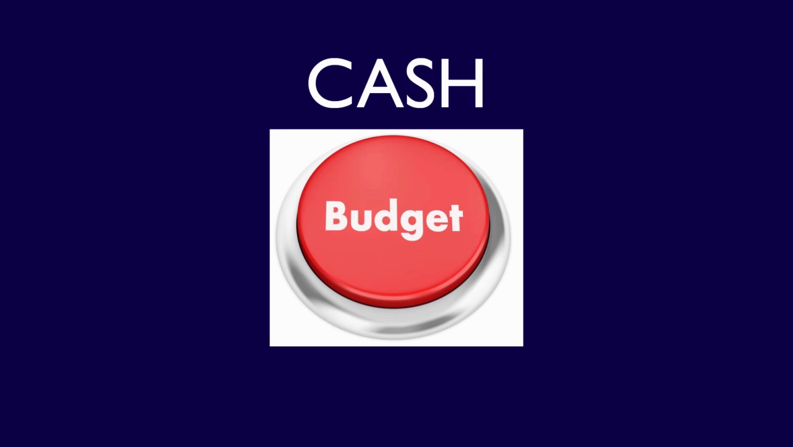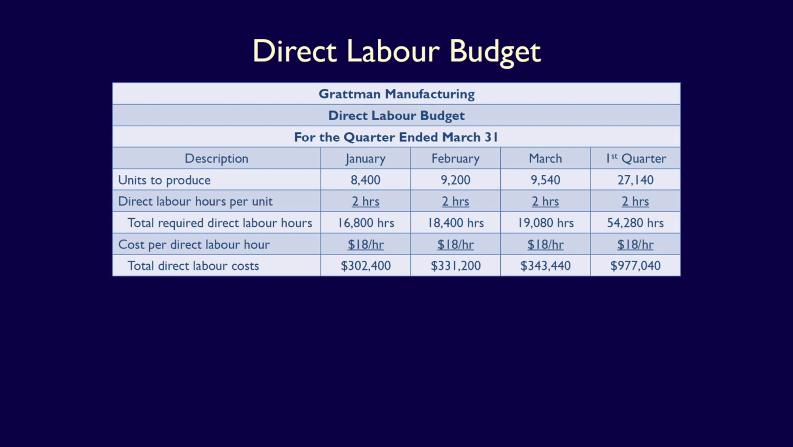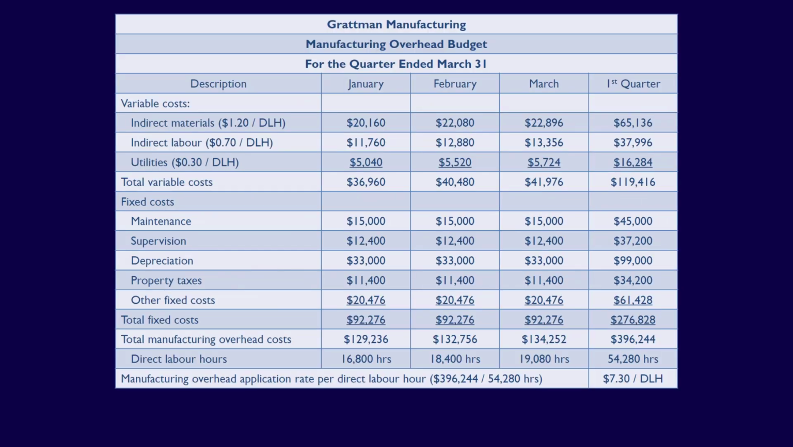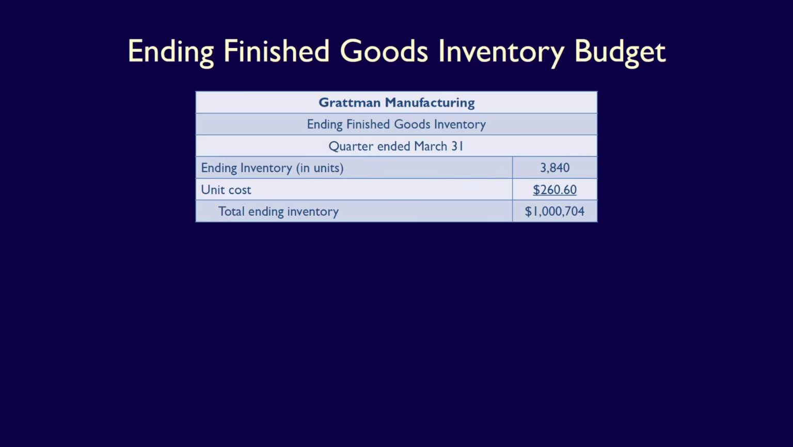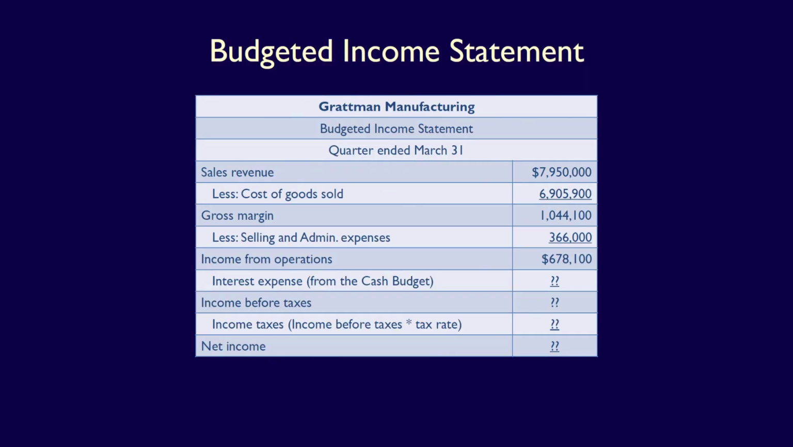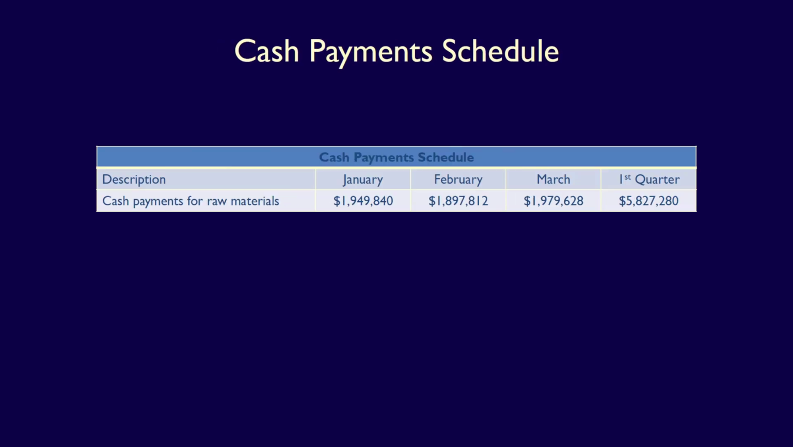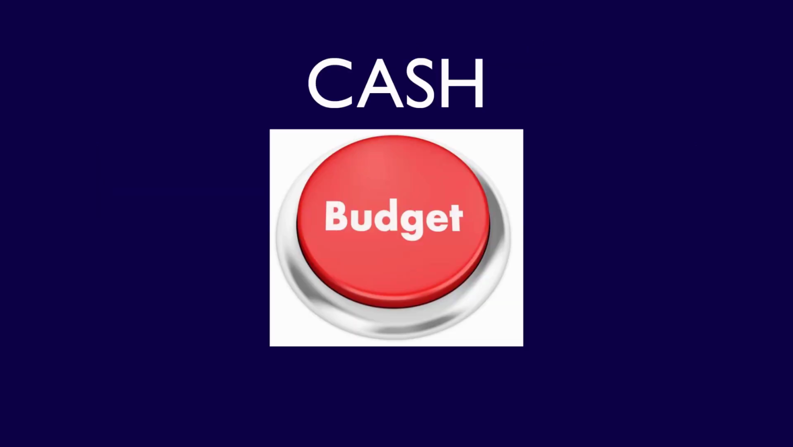In this video, we're going to complete the cash budget. We've already completed the following budgets and schedules for Grapman Manufacturing's master budgeting process: sales budget, production budget, direct material budget, direct labor budget, manufacturing overhead budget, ending finished goods inventory budget, cost of goods sold budget, the selling and admin expenses budget, the budgeted income statement, cash collection schedule, and the cash payment schedule. Both schedules are required to complete the cash budget.